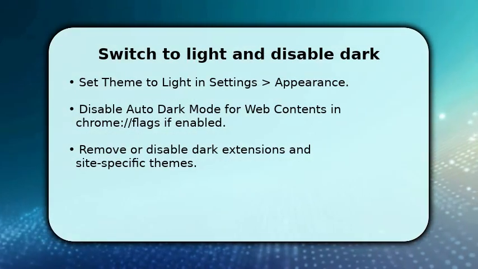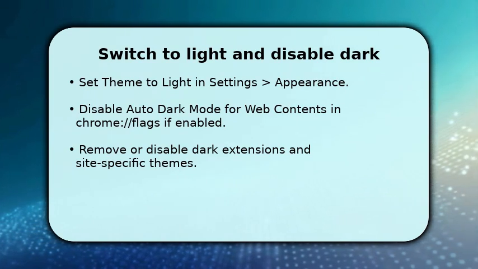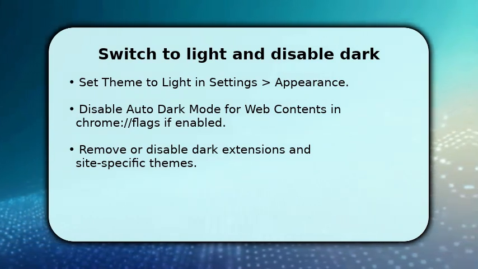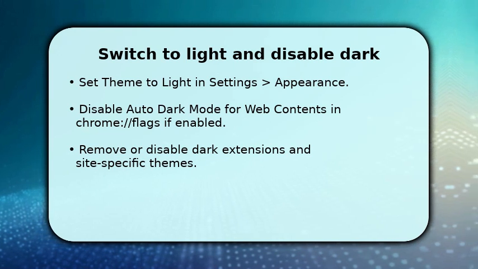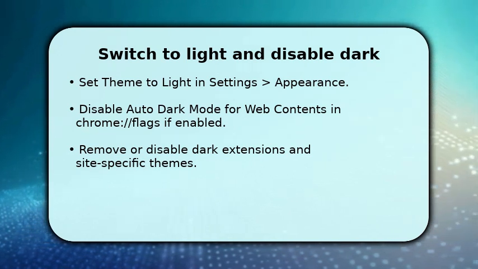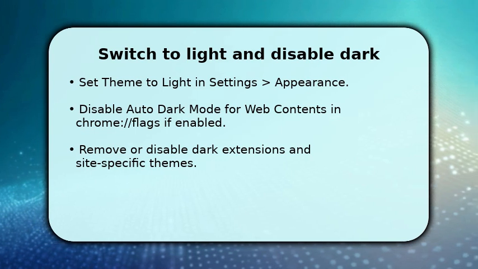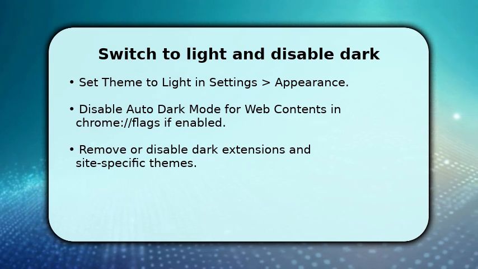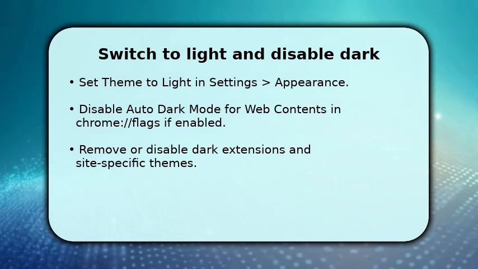You will set Chrome's visual mode and stop automatic dark overrides. First, choose the light theme under Settings, Appearance, or install an official white theme from the Chrome Web Store. Next, type chrome://flags and search for Auto Dark Mode for Web Contents. Set it to Disabled and relaunch so sites render in their original light styles.